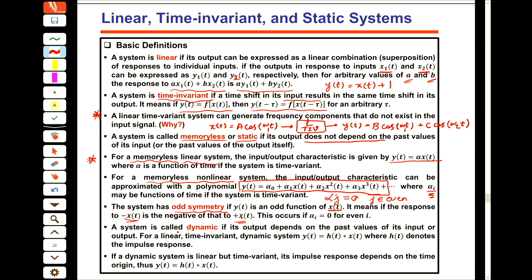And finally, we call a system dynamic if it is not memoryless. I mean, it has a memory. The output depends on the previous values of input and output. And then you know that we define the output as a convolution of the input with the impulse response of the system. Okay?